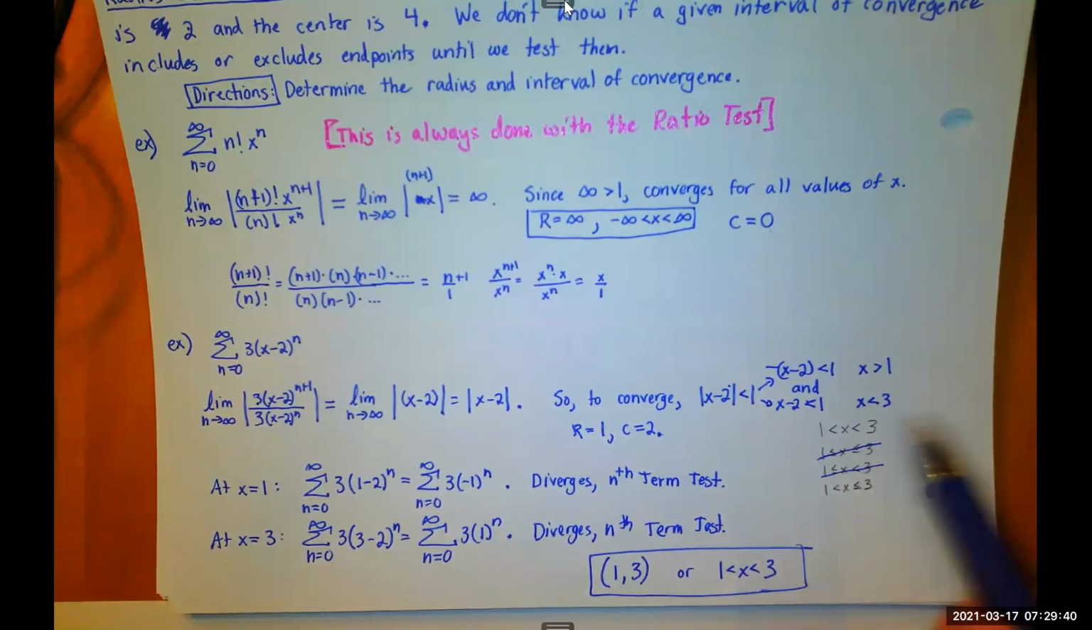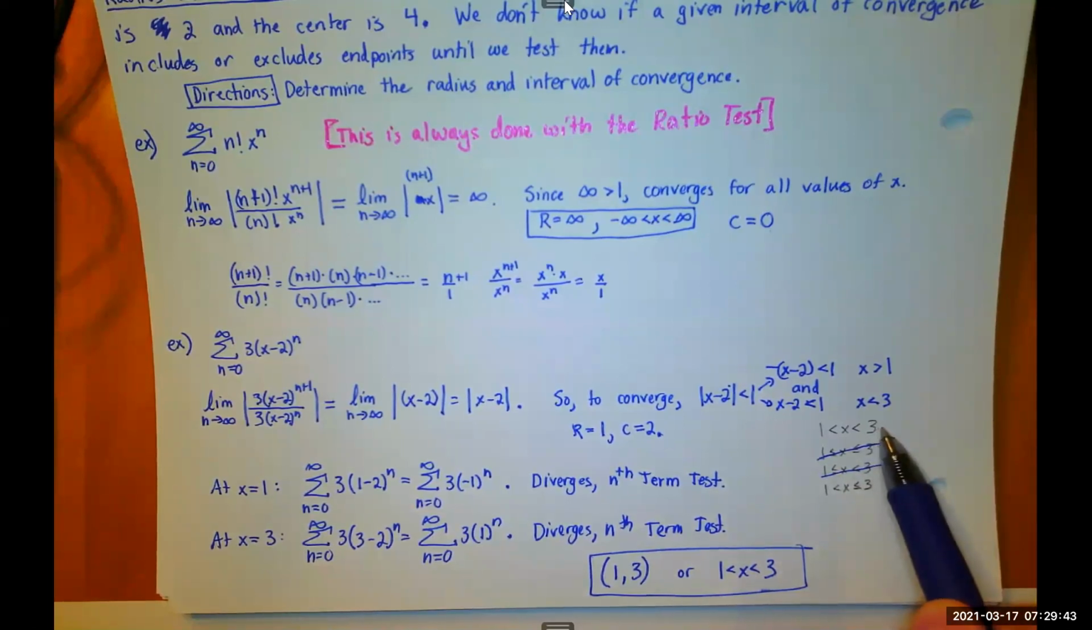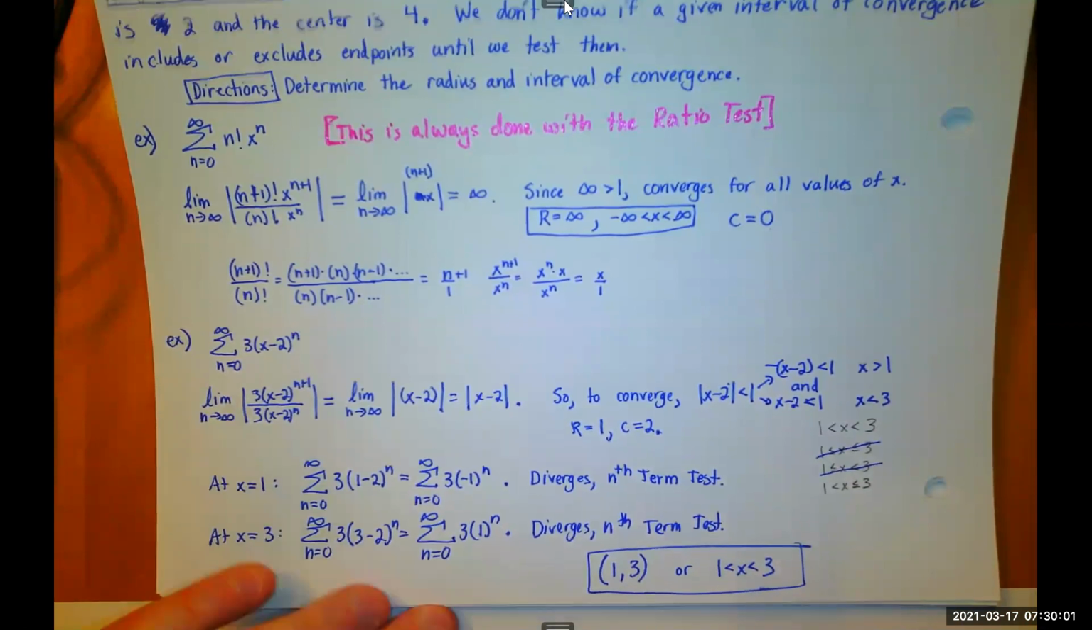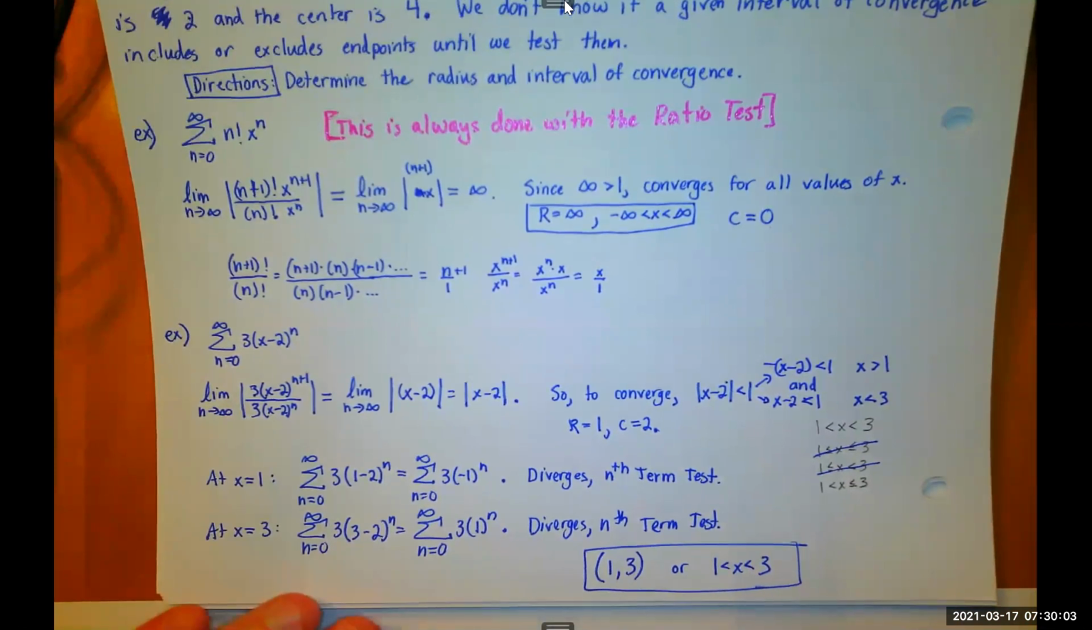So the question is, at 3, does the series diverge or does the series converge? So once again, I literally take the value of x, substitute it into the series. I have 3 times the quantity of 3 minus 2, which is the sum from 0 to infinity, 3 times 1 to the nth power. Again, I chose the nth term test. The interval is from 1 to 3. And it's open because if you choose 1 or if you choose 3, you get a divergent series.